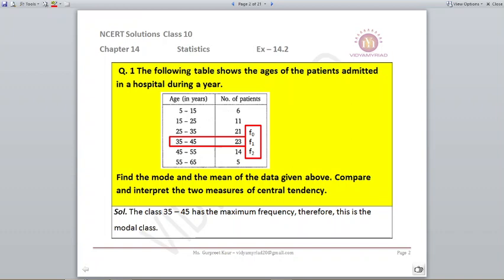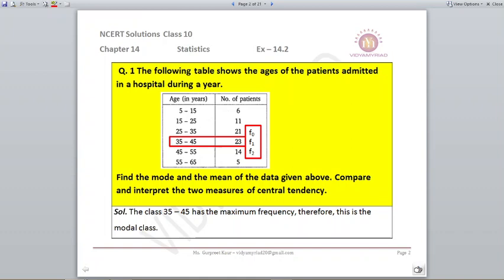Find the mode and the mean of the data given above. Compare and interpret the two measures of the central tendency. Now first of all, let us find out the mode of this. What is mode? Mode is the one where you have the maximum frequency. If you look at the number of patients, the highest number is 23. So according to 23, our modal class will be taken as 35 to 45.